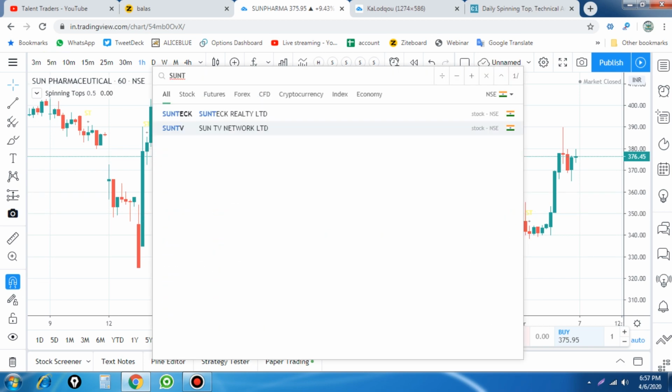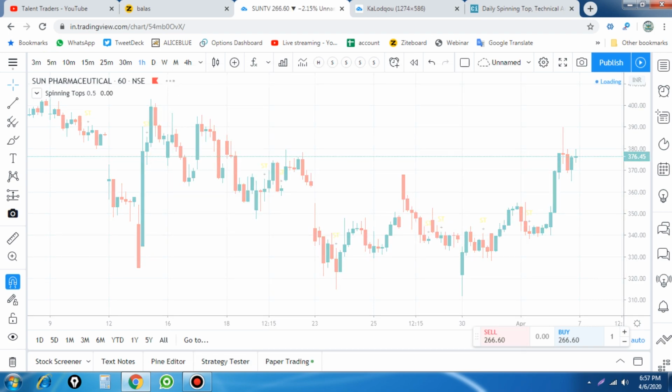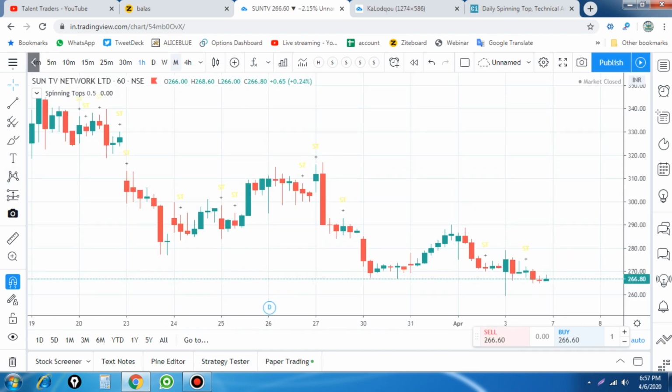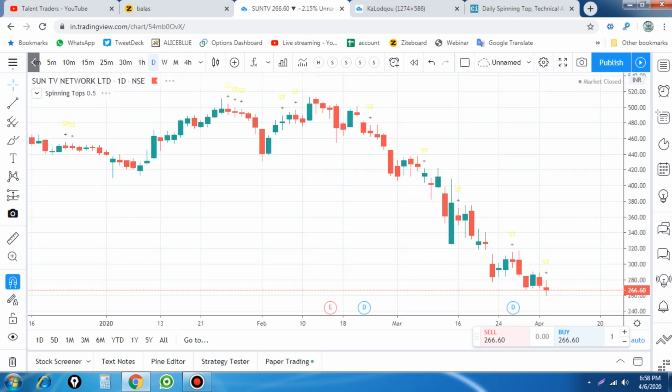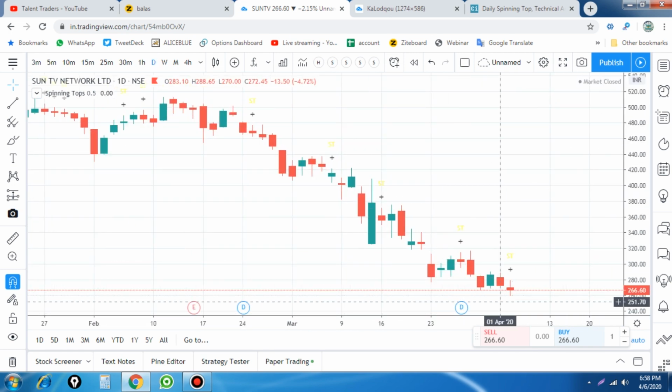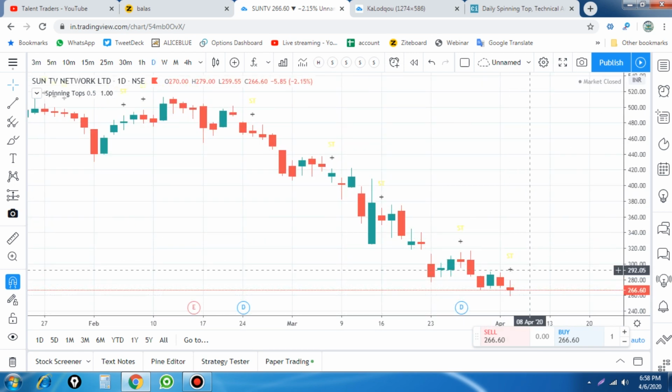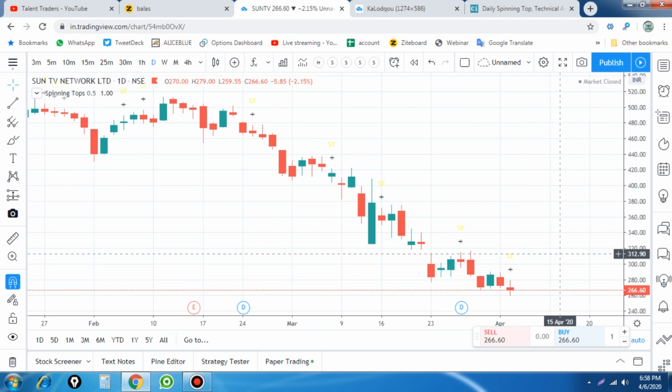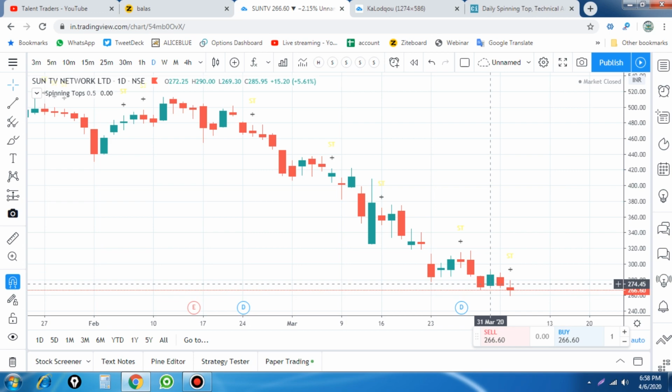Okay, Sun TV forms a spinning top on the daily chart. Let's check it out. Yes, perfectly, it forms a spinning top candle at the lower level. So this spinning top is an example of what we call a bottom reversal. Sorry, we call it a morning star, right?